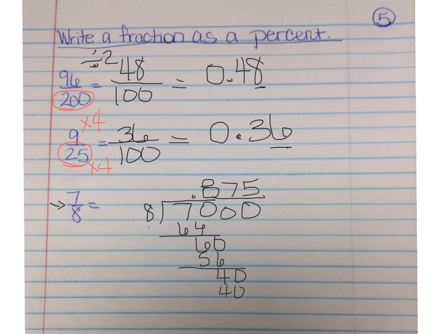Okay, so our new decimal is 0.875. I forgot my 0 at the beginning. 0.875. So you can do it either way. If you can immediately see what you can multiply or divide the number by to get to 100, do it that way. If you can't, then you can always do the division. All right, we have one more slide to go.